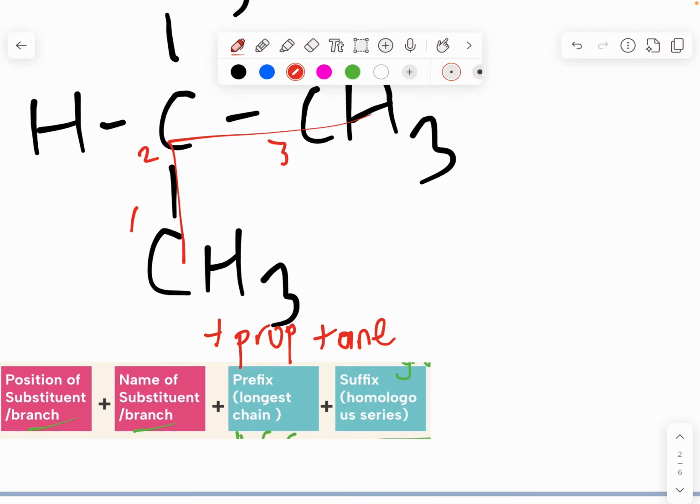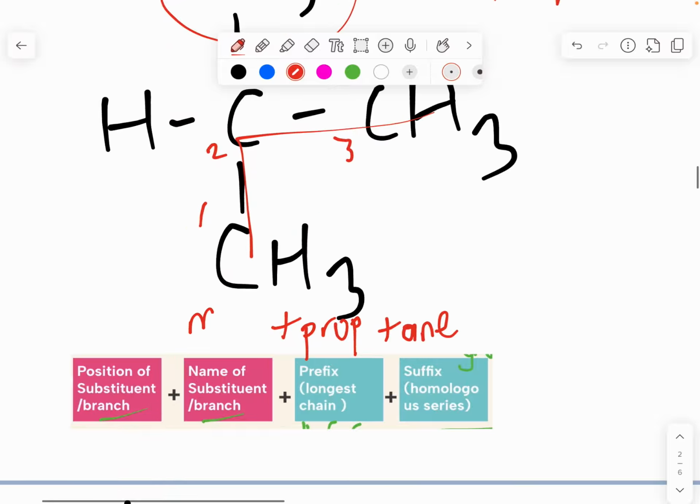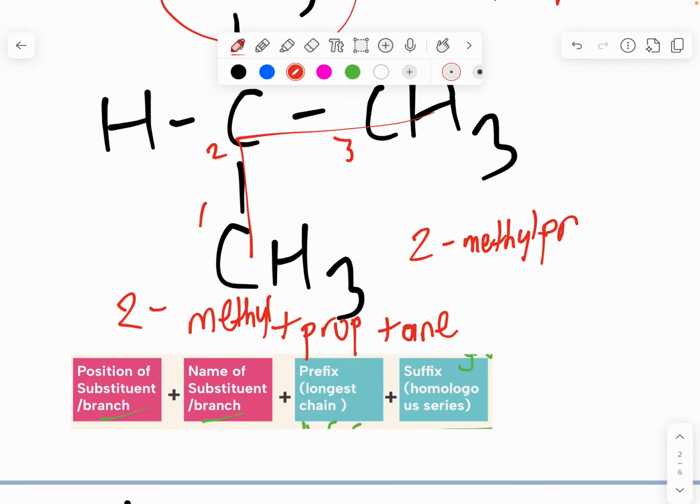And for our substituent, we only see one group that's not a part of our long chain, and we see this group right here. That's meth, and because it's an alkyl group, it's going to be methyl, and the position is on carbon number 2, either way we take it. So this is going to be 2 methyl propane.